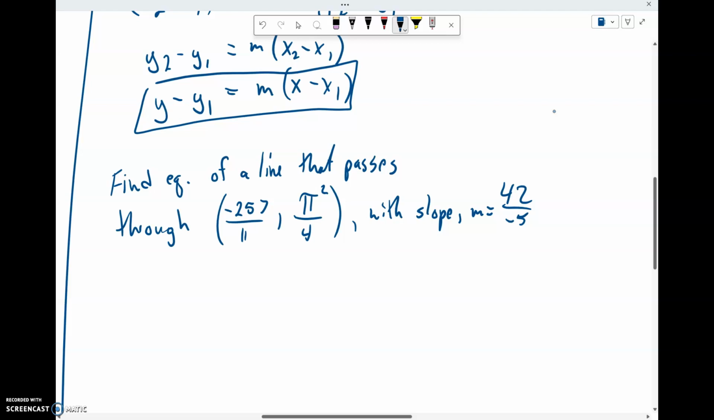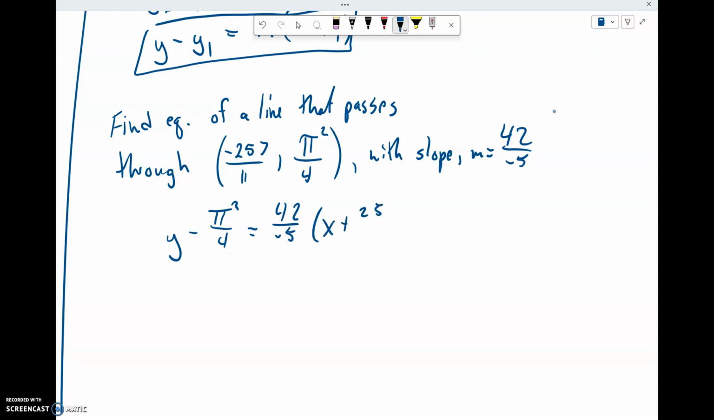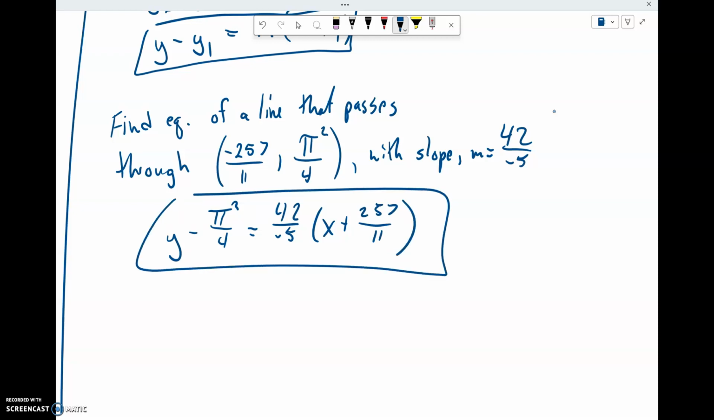This would be an absolutely terrible problem to do in slope-intercept form because you'd have to plug everything in, rearrange the equation so you can solve for b, and then plug that back into your new equation. In point-slope form, this is a 5-second problem. y minus y1 equals the slope times x minus negative 257 over 11, so it's x plus 257 over 11. Done. Super fast problem, and this is going to be the way going forward into calculus and beyond, so we want to make sure that we're comfortable with point-slope form. Hope this helps.